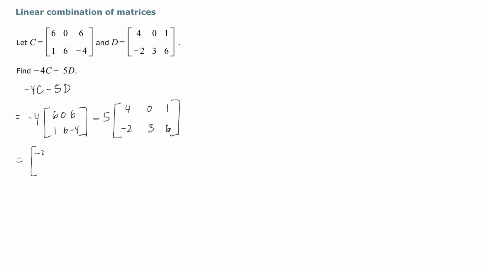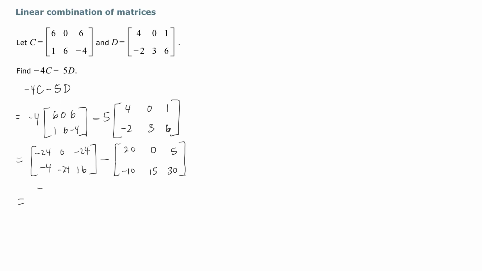We have -24, 0, -24, -4, -24, 16. Notice the size of the matrix is still 2 by 3, minus 20, -10, and then 0, 5, 15, and then 30. And now the matrices are still of the same size, so we can certainly add the opposite or subtract. And what do we get?